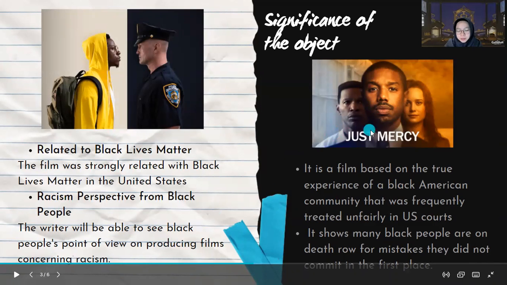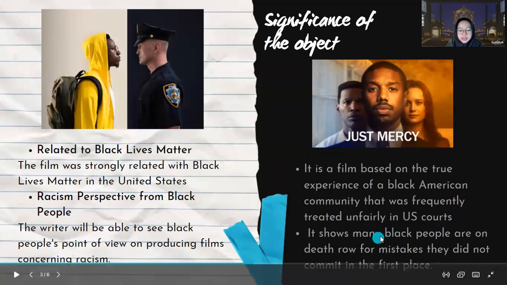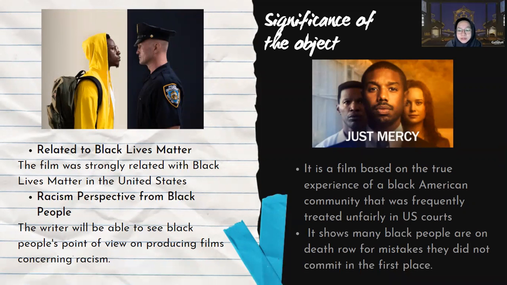The opposite object of my film is Just Mercy in 2019. It is a film based on the true experience of a Black American community that was frequently treated unfairly in US courts. This stereotype about Black people appears to be prominent in this film, which shows many Black people are on death row for mistakes they did not commit in the first place, yet simply because they are Black.